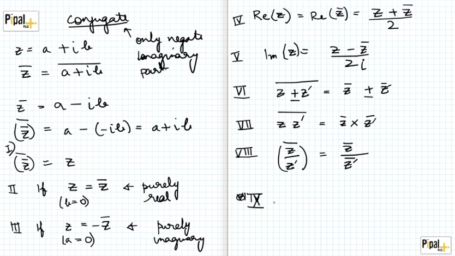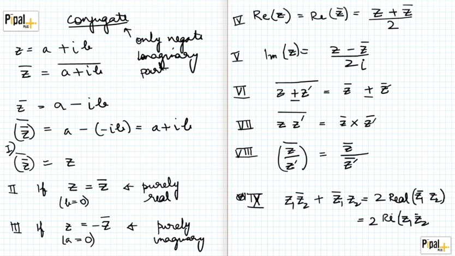The next property is that if you have two complex numbers, z1 and z2, and you multiply z1 with the conjugate of z2 and add that to the conjugate of z1 multiplied by z2, you get 2 times the real part of z1 times the conjugate of z2. And this is also equal to twice the real part of the conjugate of z1 multiplied by z2.